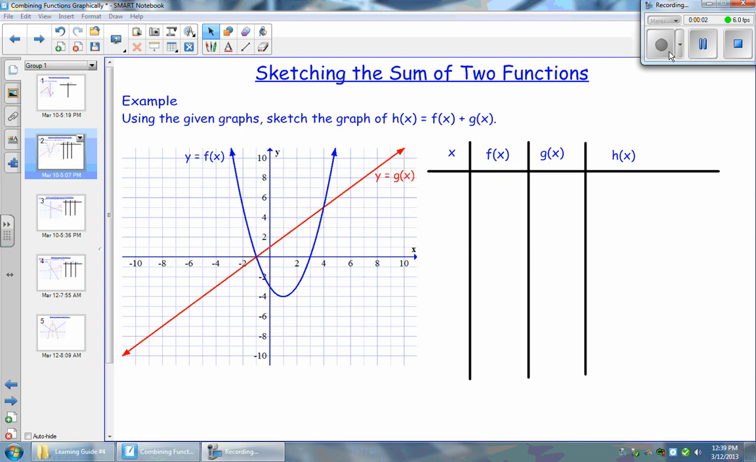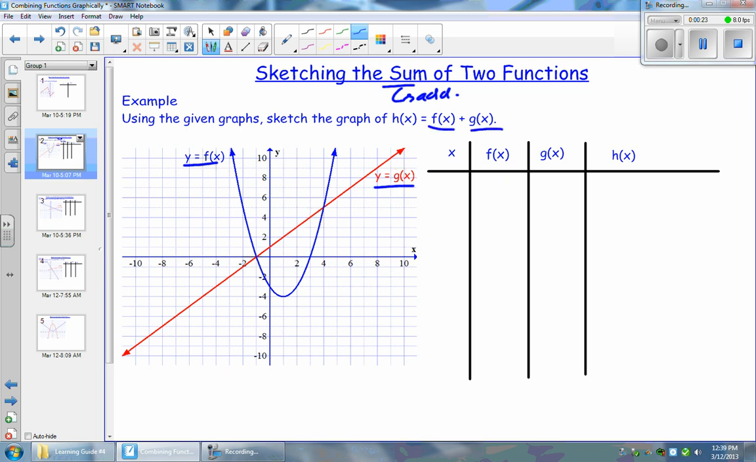All right, so in this lesson, I'm going to teach you how to sketch the sum of two functions. You should automatically know that the sum implies that we're going to be adding two functions and graphing that corresponding graph. I'm given two functions here, y is equal to f of x and y is equal to g of x, and we want to sketch the sum. So we're going to be adding f of x to g of x. And it's actually quite a simple procedure.